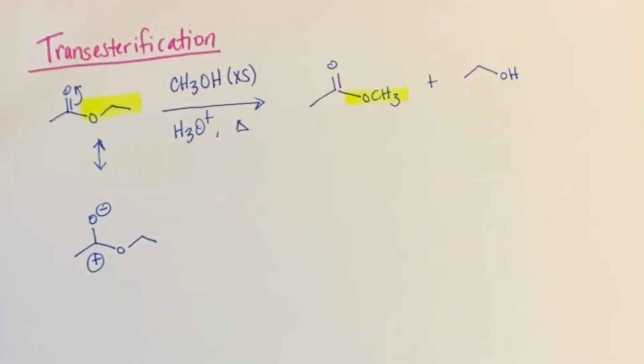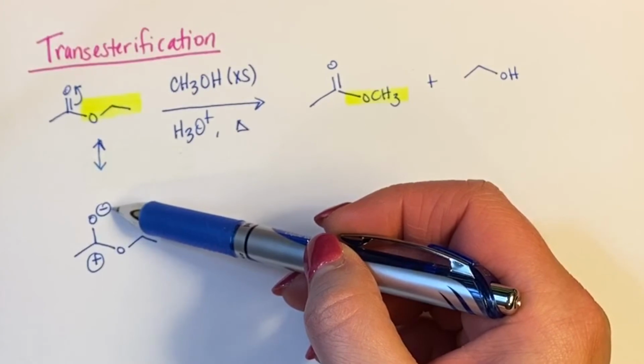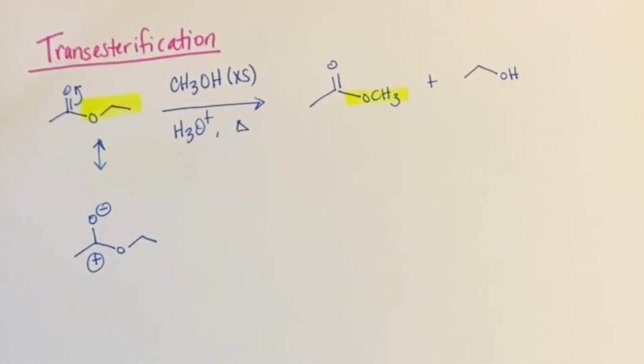Whenever you get stuck in a mechanism, you can use resonance to help you determine where the electron density in your structure is. So in this structure, as we look at it, we see that we have a significant electron density at the oxygen right here that was originally a part of the carbonyl.